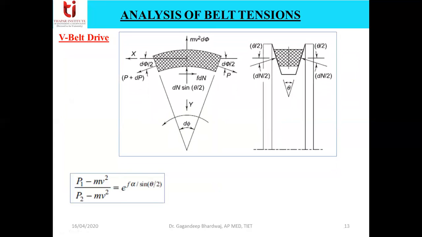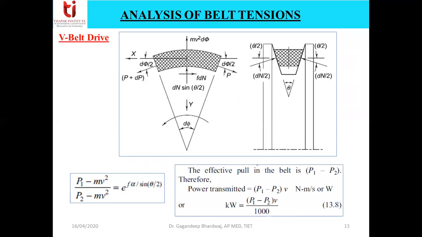In case of V belt drive, the cross section is trapezoidal. We have already discussed this, and this angle is theta. This will be given to you; in case of V belt drive, the semi angle is given, and from that you can know the value of theta. So in case of V belt drive, the expression for ratio of driving tension is given by (P1 minus mv square) divided by (P2 minus mv square) equal to e raised to power f alpha by sine theta by 2. This is the expression in case of V belt drives.